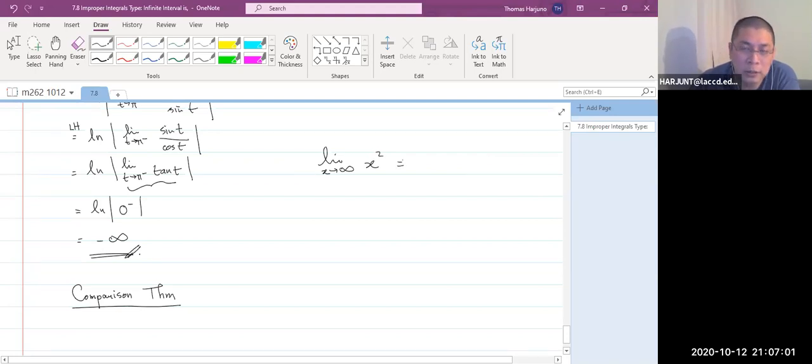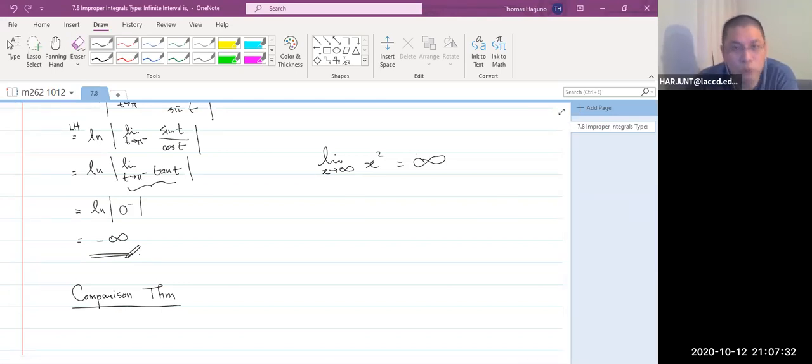Does not exist or infinity? Infinity, right? Okay, but does the limit exist? Does the limit exist? The limit does not exist. Okay, but the correct answer is supposed to be infinity. The limit does not exist because it goes to infinity.